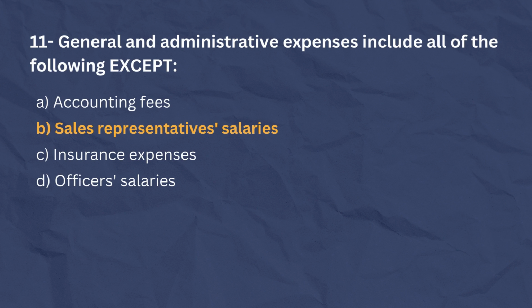The correct answer is B. General and administrative expenses typically cover costs that are not directly related to the production or sale of goods and services. Sales representative salaries, on the other hand, are directly associated with generating sales and would be classified as selling expenses rather than general and administrative expenses.